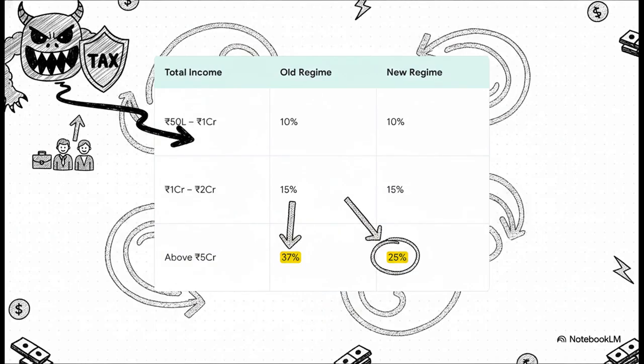Okay, for all our high-earning heroes out there, welcome to your first boss battle, the surcharge. This is basically an extra tax that gets added on top of your regular tax if your income crosses 50 lakh rupees. It starts at 10% and goes up from there. But I want you to look very closely at that last row. If your income is over 5 crores, the surcharge in the old regime is a massive 37%, but in the new regime, it's capped at 25%.